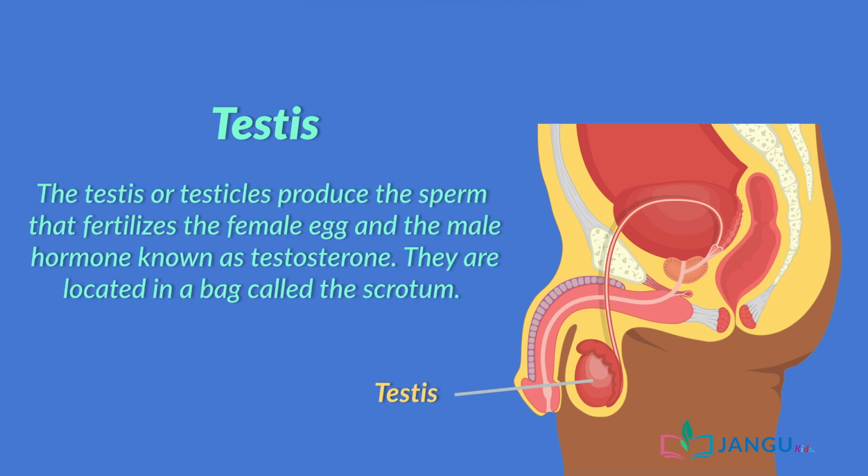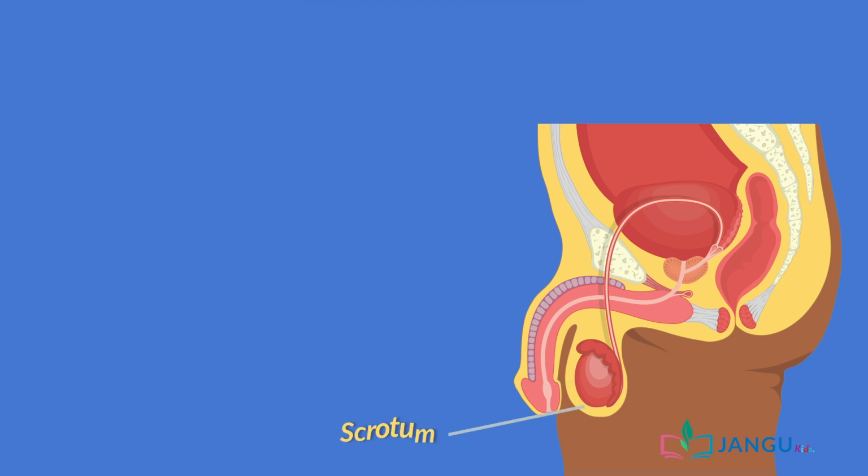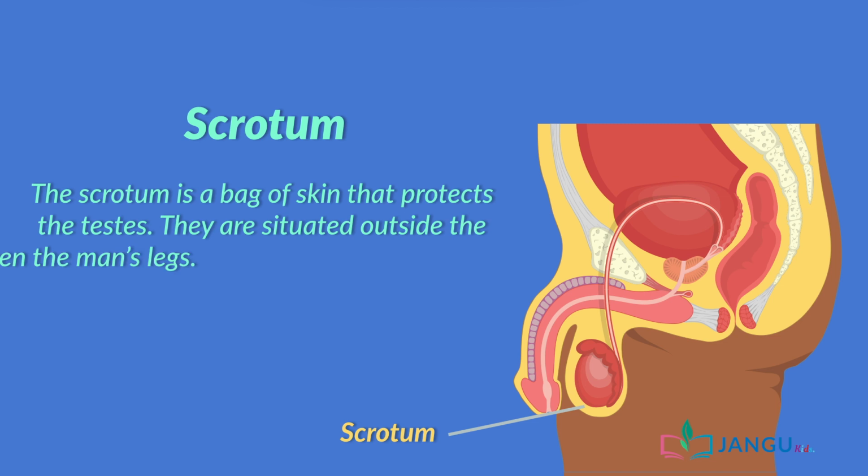The testes or testicles produce the sperm that fertilizes the female egg and the male hormone known as testosterone. They are located in a bag called the scrotum. Next, we look at the scrotum. This is a bag of skin that protects the testes. They are situated outside the body, between the man's legs.